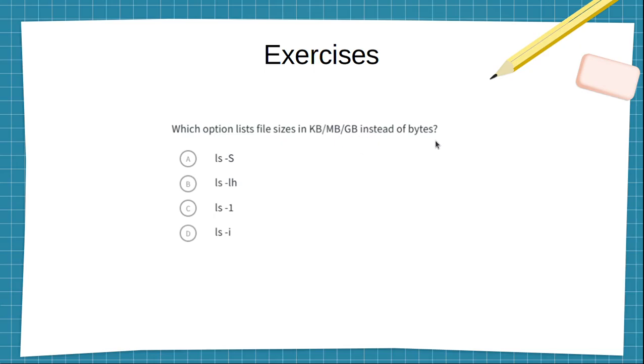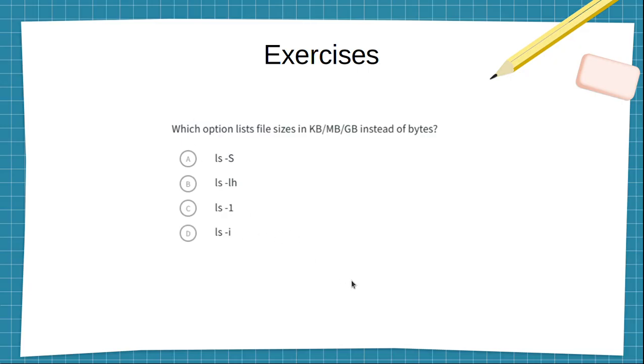Which option lists file sizes in kilobyte, megabyte, and gigabyte instead of bytes? We need to give the file size in human readable format. So let's say ls -s. No, I need a human readable format, right? So that will be ls -lh, human readable. This other one shows you the long format with one file per line, and this one will show you the inode.